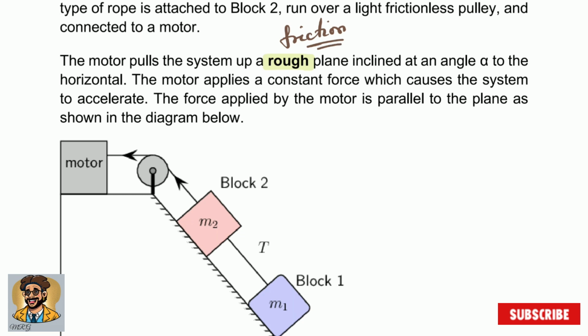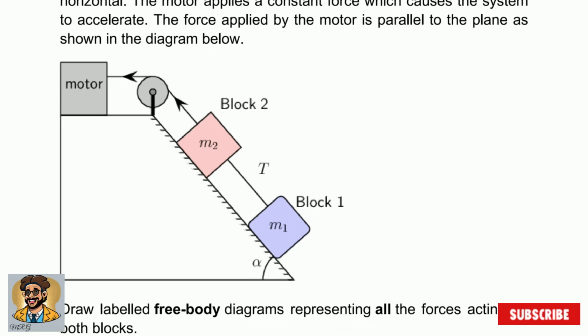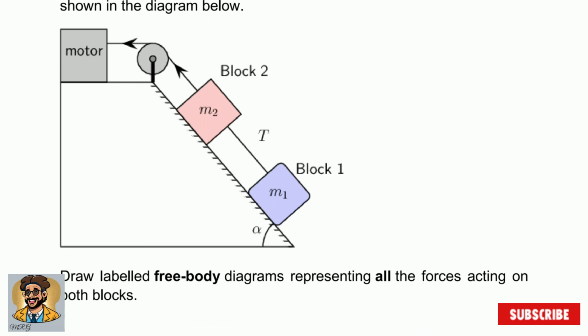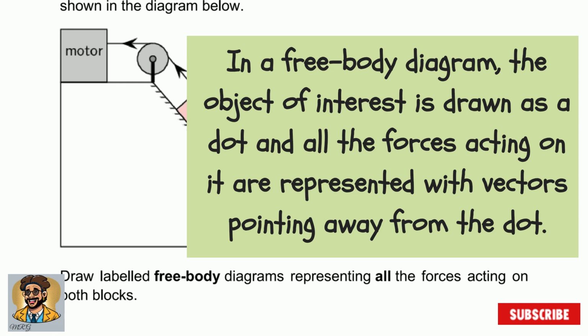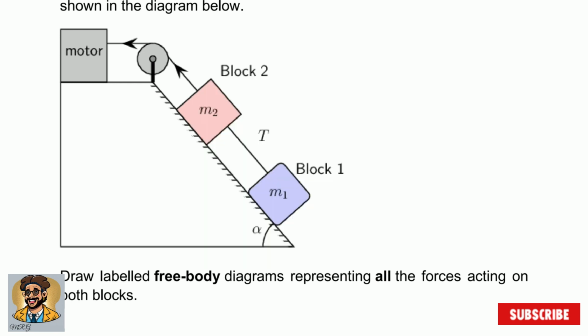And the plane is inclined at an angle alpha to the horizontal. The motor applies a constant force which causes the system to accelerate. The force applied by the motor is parallel to the plane. And guys, this is the picture we have. We need to draw the free body diagram representing all the forces on each of the blocks. Now, the free body diagram includes all the forces, no axis, no components, no block. All right, but however, we are going first to look at the forces acting on this picture.